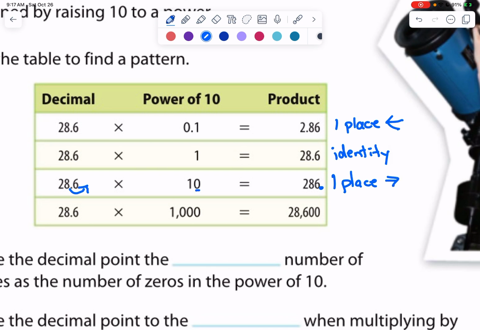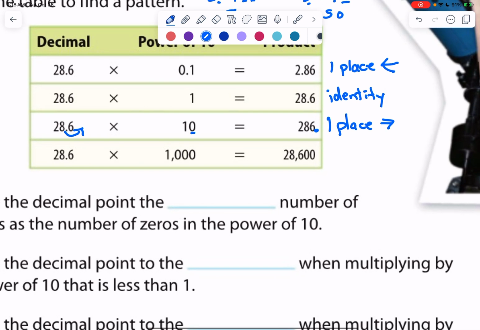What do we notice? 1 zero, right? Okay, we've done that before. If we're multiplying 5 times 10, that's 5 times 1 is 5, and there's 1 zero. If we multiply 5 times 100, that's 5 times 1 is 5, and 2 zeros, 1, 2, right? We know this. We're just exploring it with a decimal now. All right, we have 28.6 times 1,000. Could we make a prediction? There are 3 zeros, so let's just try it.